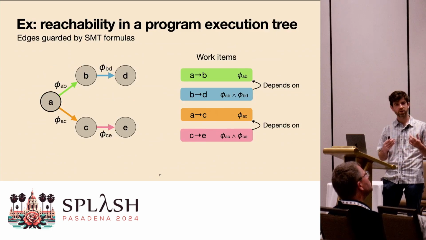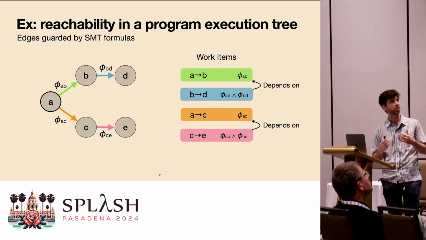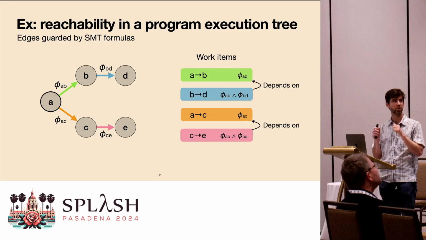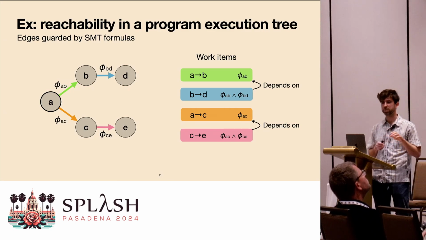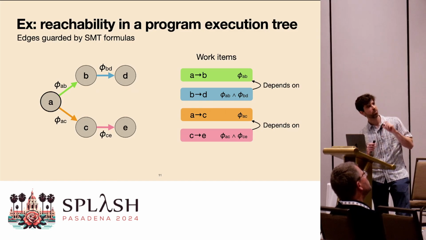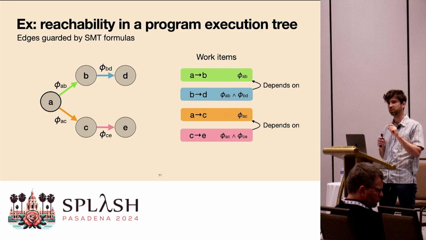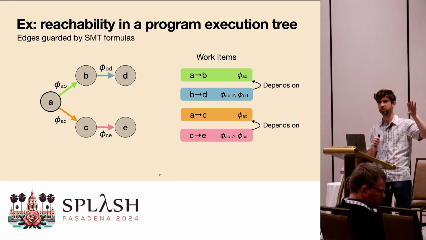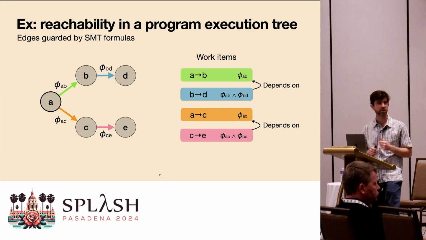Well, let's extend our example and imagine that now we're doing reachability in a program execution tree, so something like symbolic execution, where our tree, now the edges are going to be labeled with SMT formulas. And there are 4 work items here, each one corresponding to a different edge to traverse. And I've annotated each one with the SMT formula that needs to be satisfiable for that edge to be traversable. So the idea is it's reachability, but it's modulo the satisfiability of the path condition leading up to a node, like you'd expect in symbolic execution.